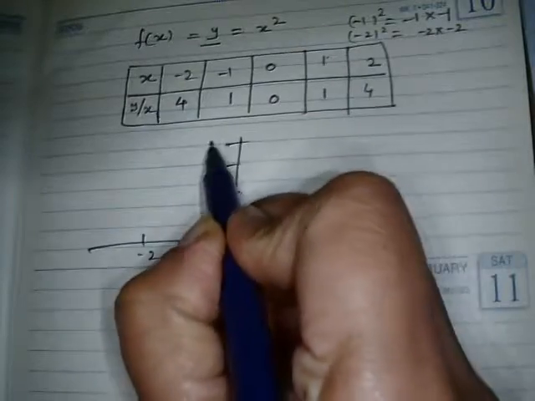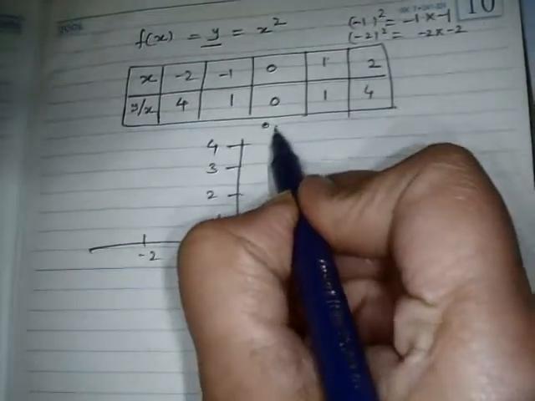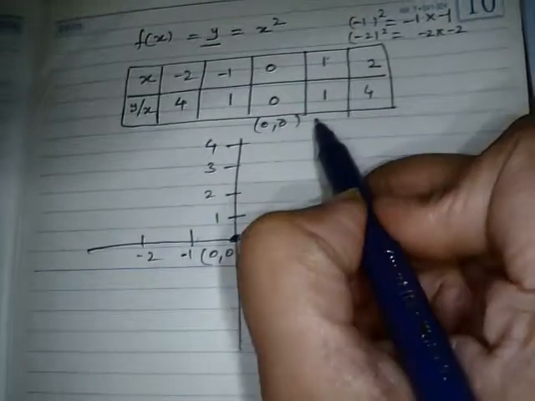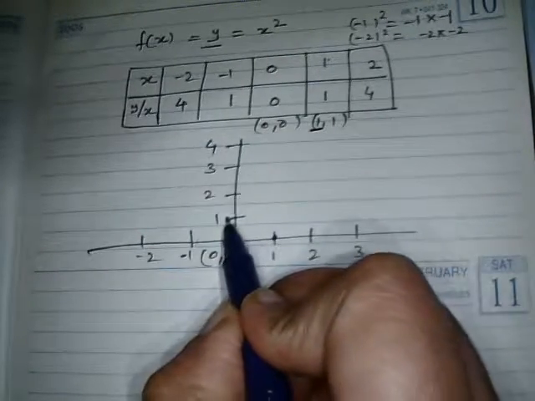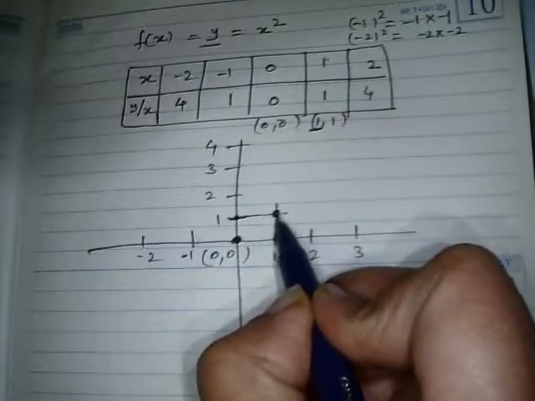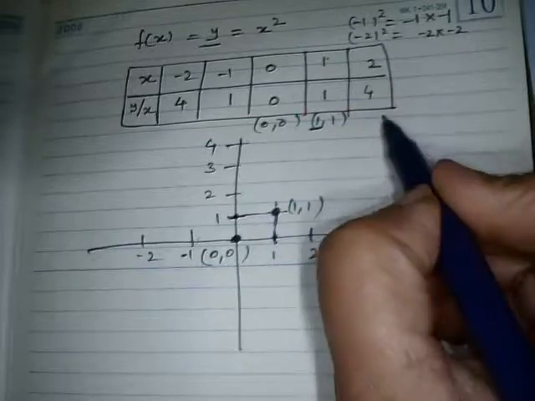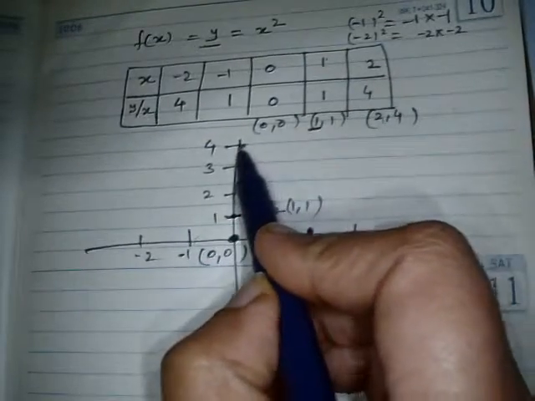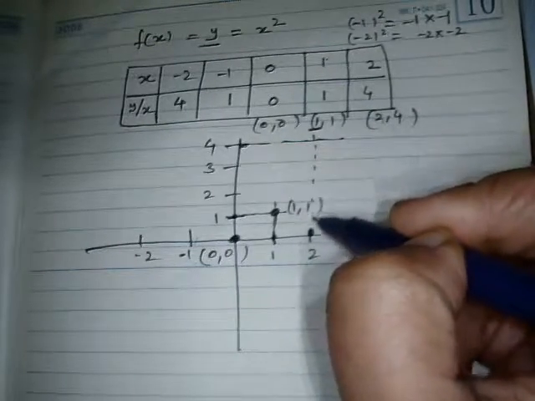Now the first ordered pair is 0, 0, which I have marked. This is the point 0, 0. Now the second is 1, 1. The x value is 1, then y is also 1. So when you go parallel to this, this is going to be the intersection point. This is 1, 1. Now the next is 2, 4. On x is 2, then y is 4, so I need to go parallel to this and parallel to this.